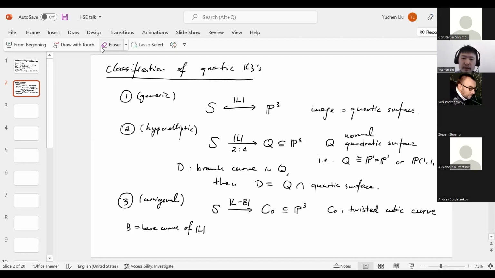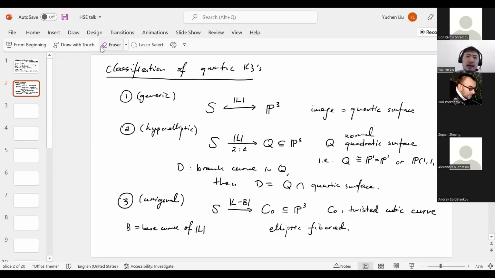And then this fibration is an elliptic fiber. Moreover, it's an elliptic surface, a K3 surface with a section, where I think this section is exactly given by this base curve. Okay, any questions? Well, for the classical part, I think it's very clearly stated.